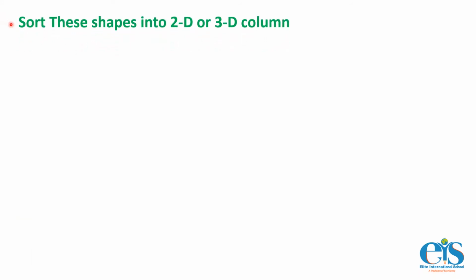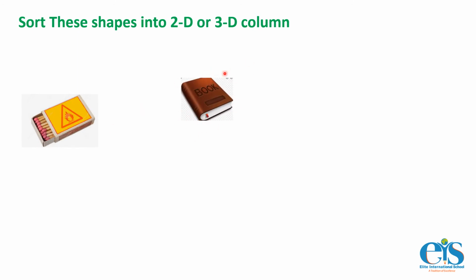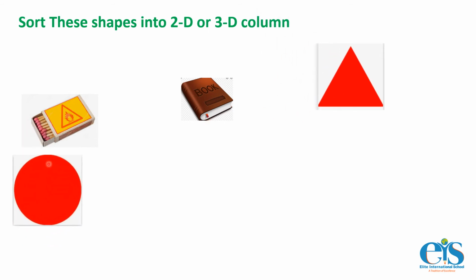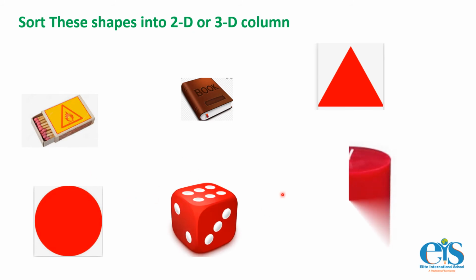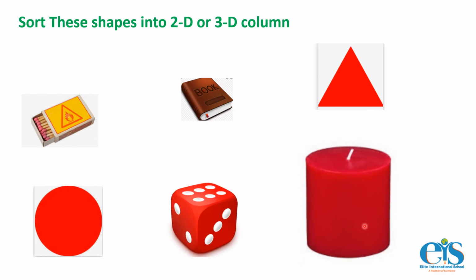Now let's sort some of the shapes into the two-dimensional or three-dimensional column. We have the matchbox, a book which is cuboid in shape, a triangle, a circle, a dice and the last one is a candle. Let's try to group them into two-dimensional or three-dimensional figures. I hope you have grouped all of them.